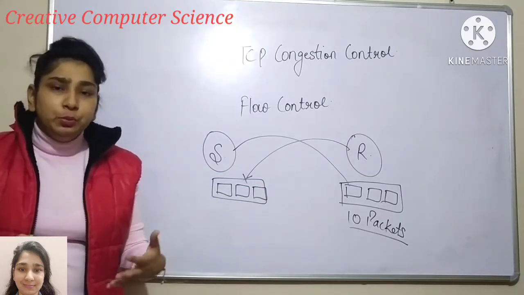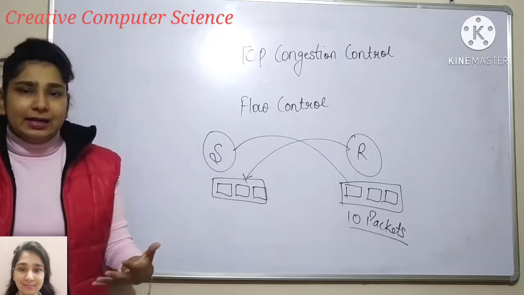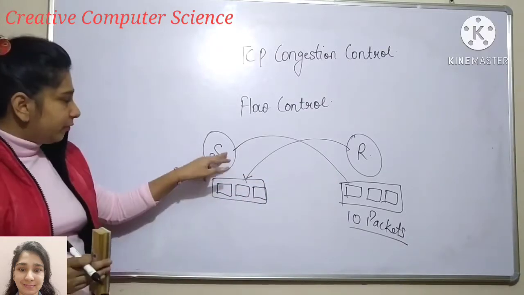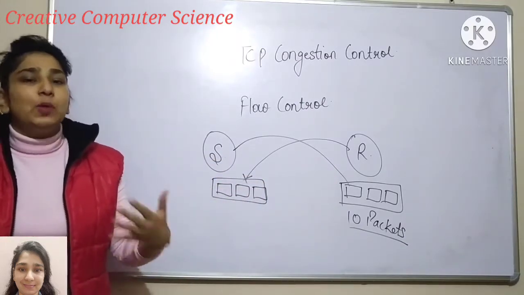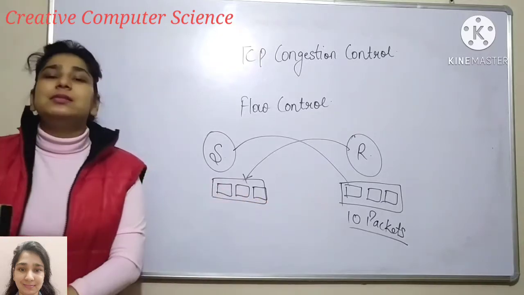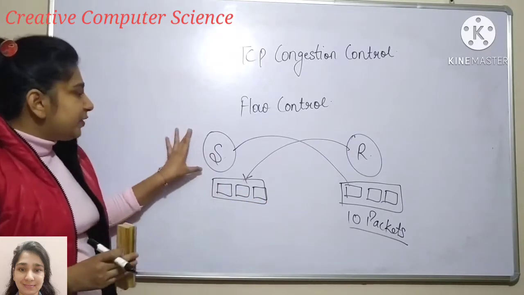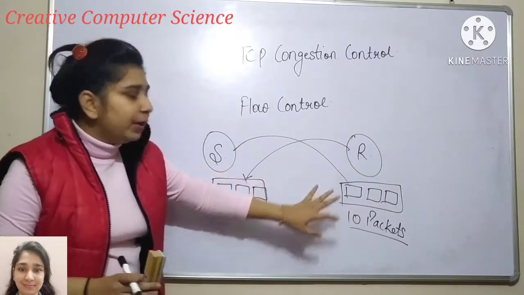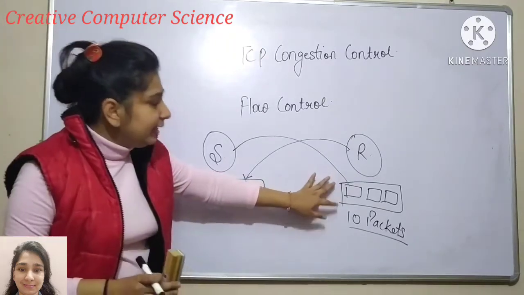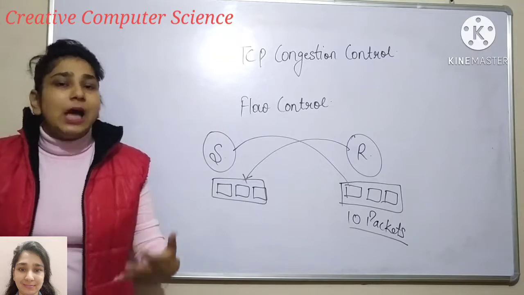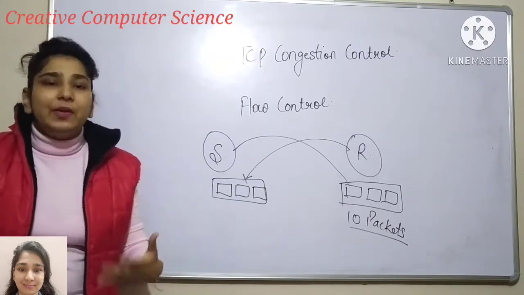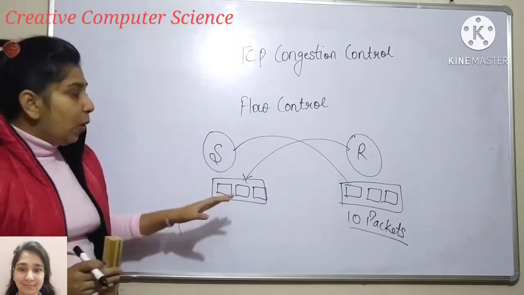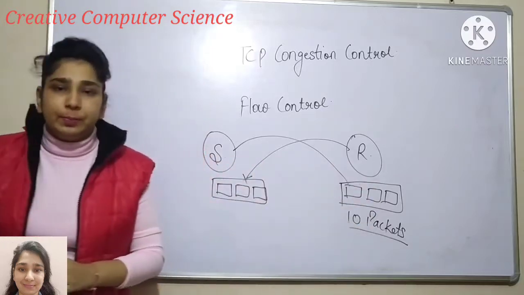So what do we have to do? The remaining 10 to 20 packets we have to discard. If the sender sends, let's suppose, 20 packets to the receiver, 10 packets we keep in the buffer and the remaining 10 packets we have to discard. The sender is going to retransmit all the discarded packets to the receiver.